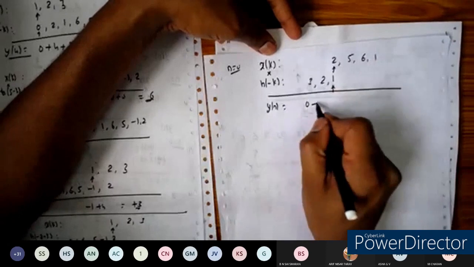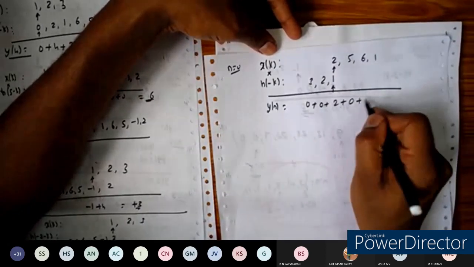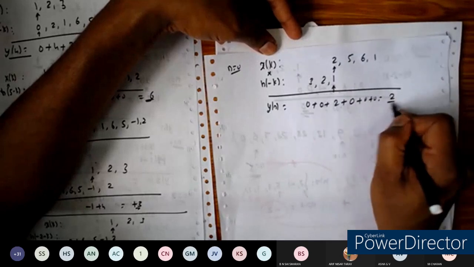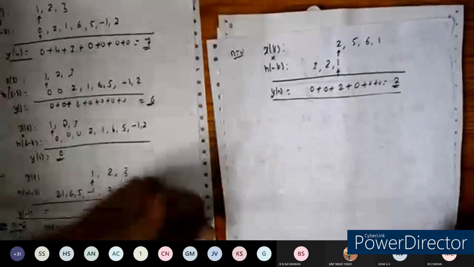So 3 multiplied by 0 will be 0. 2 multiplied by 0 will be 0. 1 multiplied by 2 will be 2. Plus 0 plus 0 plus 0. So it will become equal to 2 we will get here. Done.